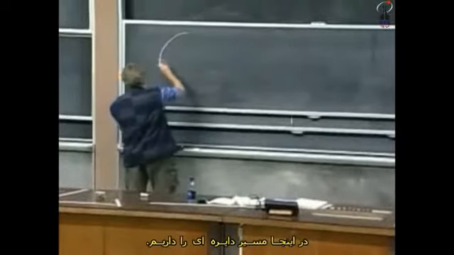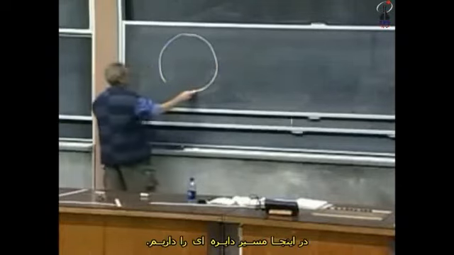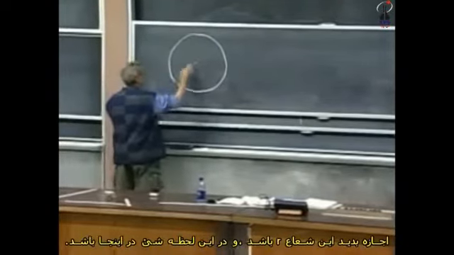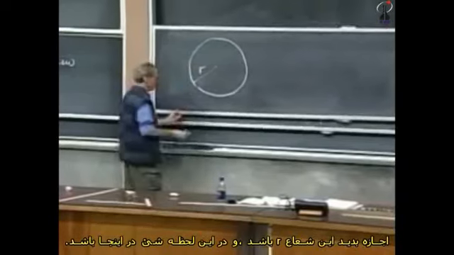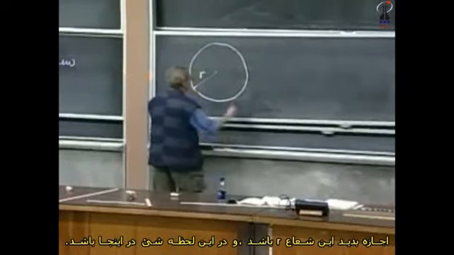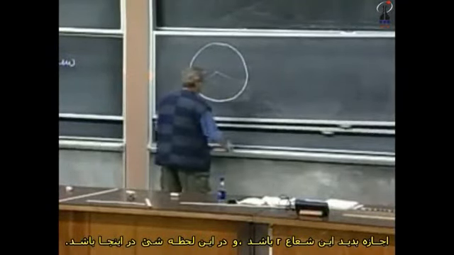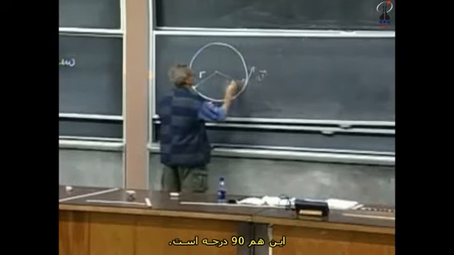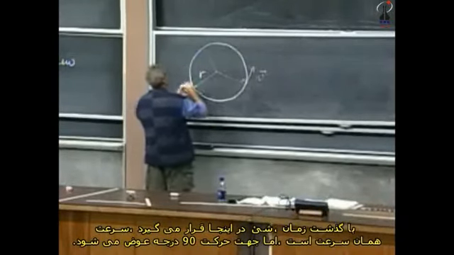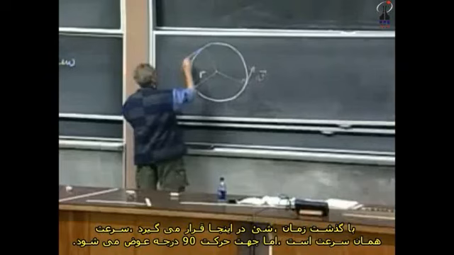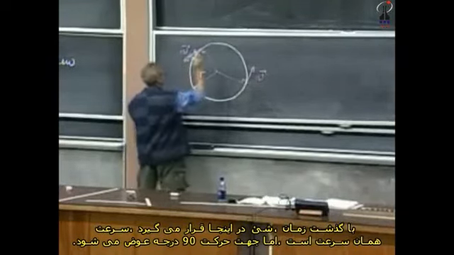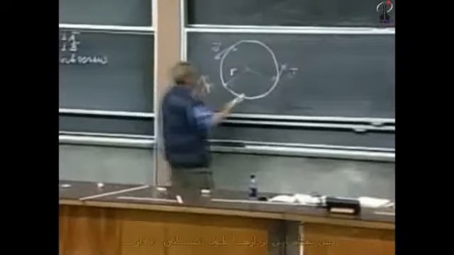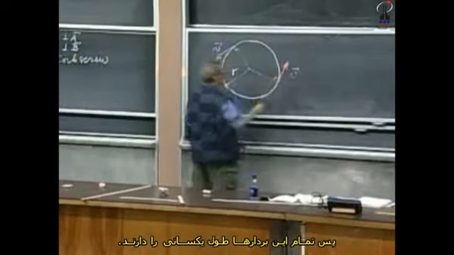So here we have our circle. Let this be radius r. And at this moment in time, the object is here, has a certain velocity. This is 90 degrees. And later in time, the object is here. The speed is the same, but the direction has changed, 90 degrees. So these vectors should have the same length.